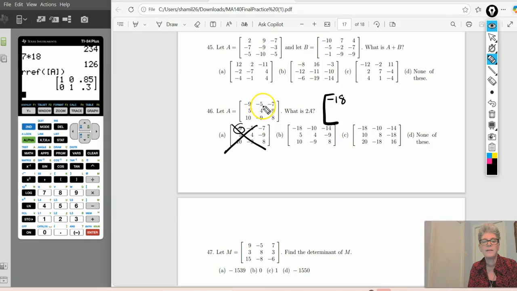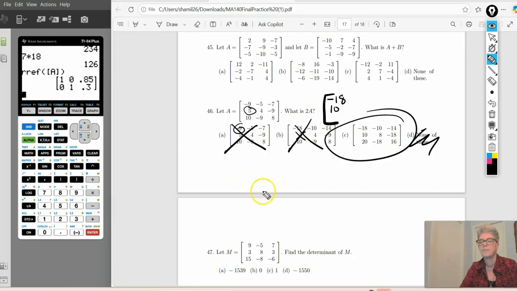And then let's do this one. 2 times 5 is going to be 10, so I'm going to have a 10 there, and that one's wrong. And you will find that this is the answer. You just take every entry and multiply it by 2. So the answer is C.